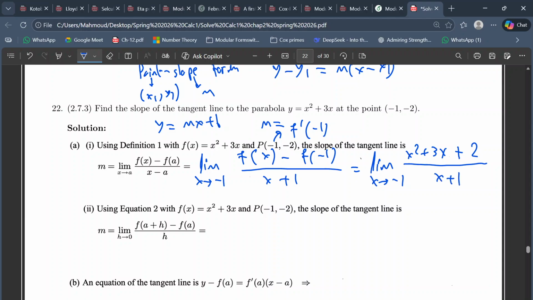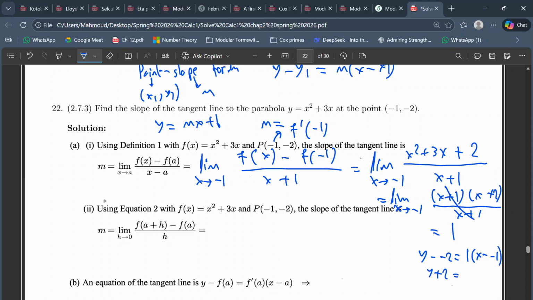How to solve this nice limit? The limit as x goes to minus 1 of (x plus 1)(x plus 2) over (x plus 1). What will be the result for this? It will be 1, right? So the equation is y minus (-2) equals 1 times (x minus (-1)), right? So y plus 2 equals x plus 1. y equals x minus 1. Are you good with this?